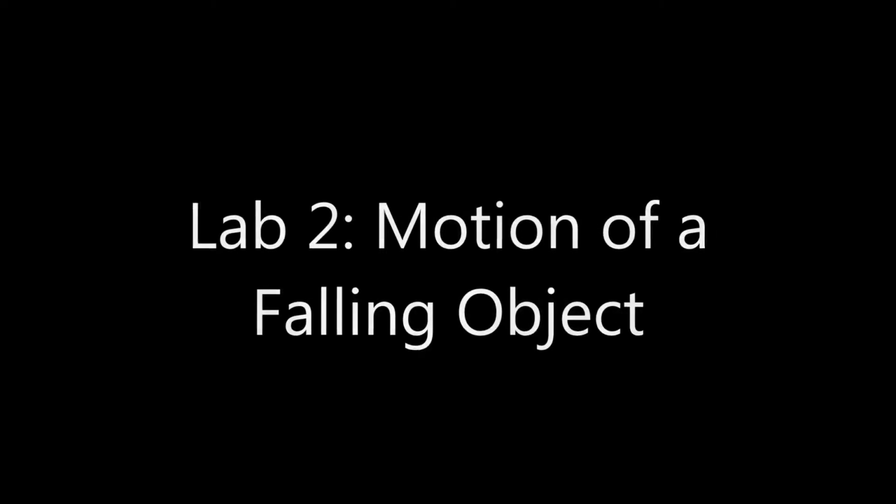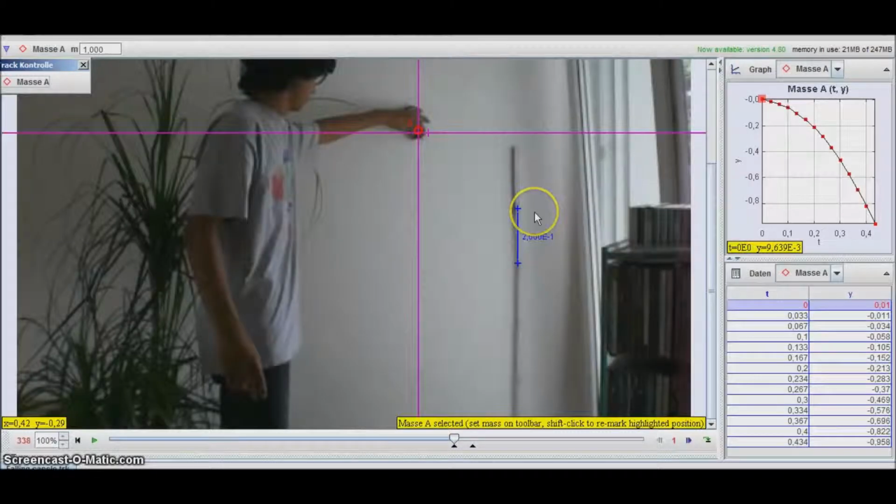In this video, I'm going to present the results of my experiment about the motion of free-falling objects. For the experiment, I used a coffee capsule with a mass of 6 grams, which was dropped from rest. To calibrate Tracker, I used a measuring tape with a length of 20 centimeters.